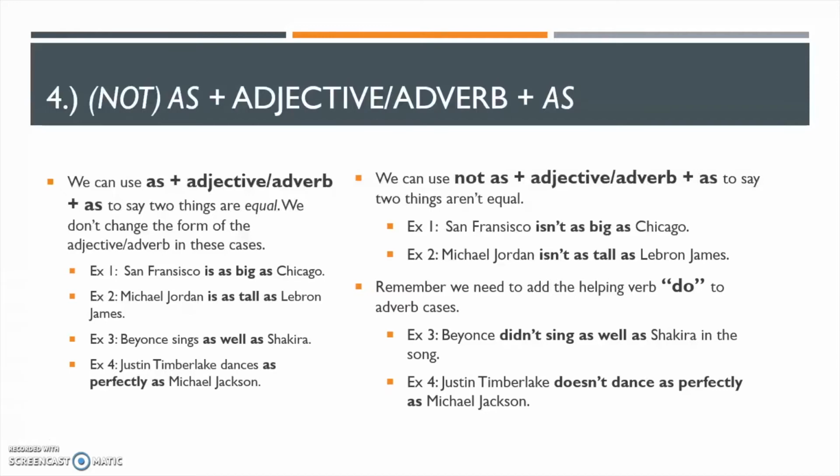We can use the not as form to say two things aren't equal, on the other hand. San Francisco isn't as big as Chicago. Michael Jordan isn't as tall as LeBron James. Beyonce didn't sing as well as Shakira in the song. Justin Timberlake doesn't dance as perfectly as Michael Jackson.